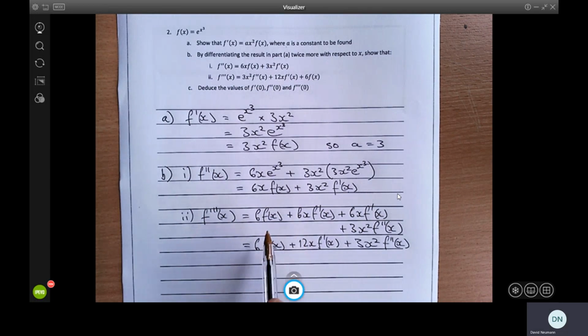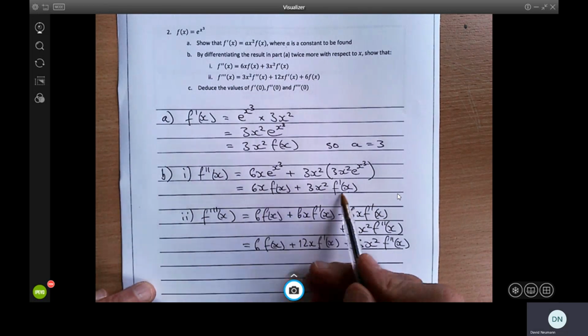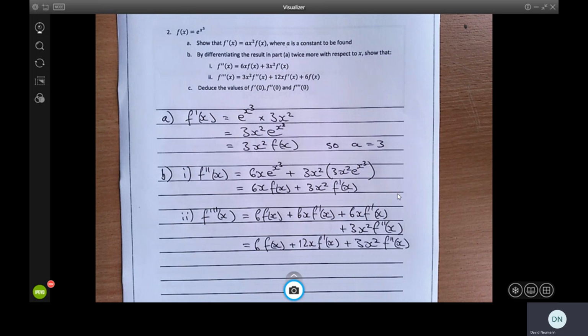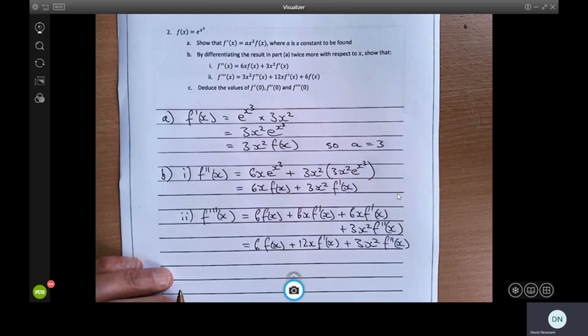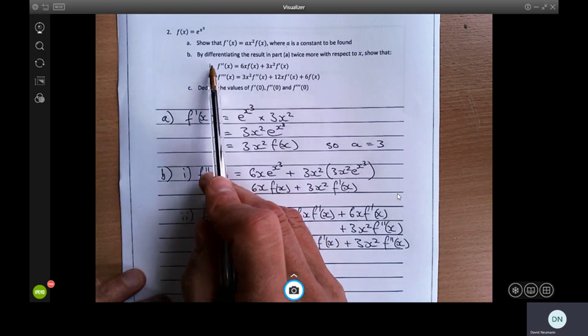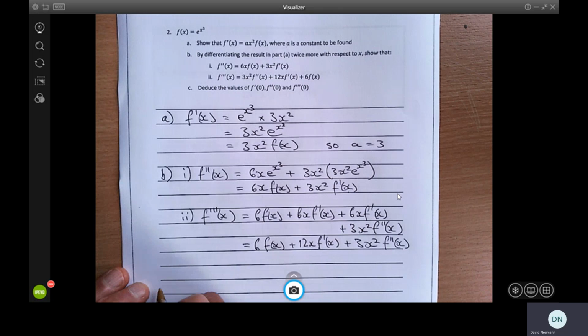Now in this case, what I've done is I've gone from here, this notation with f of x and f dashed of x, so we don't necessarily need to have our function explicit, so just in terms of x, in order to be able to differentiate it. Okay, so we've shown what we needed to show for B, parts I and II. Let's go on to part C.